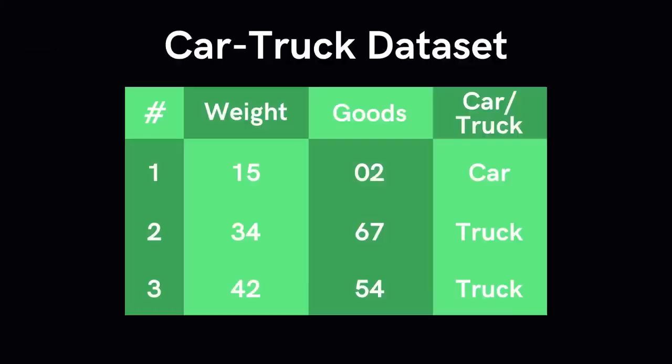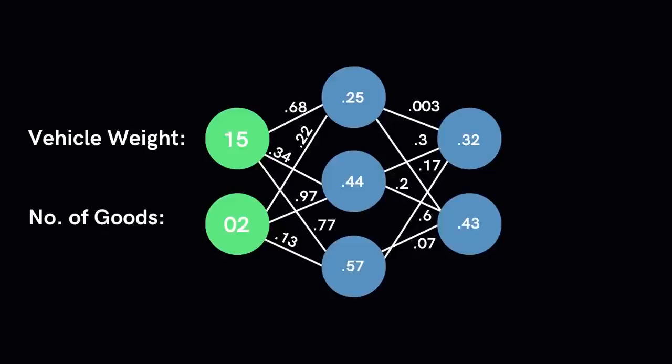In the first entry of a dataset, we have vehicle weight equal to a value, which in this case is 15, and goods as 2. According to this, it's a car. We now start moving these input dimensions through the neural network. So basically what we want to do is take both the inputs, multiply them by their weight, and add a bias. And this is where the magic happens.